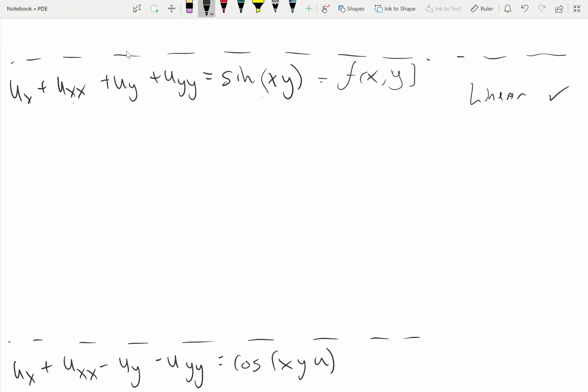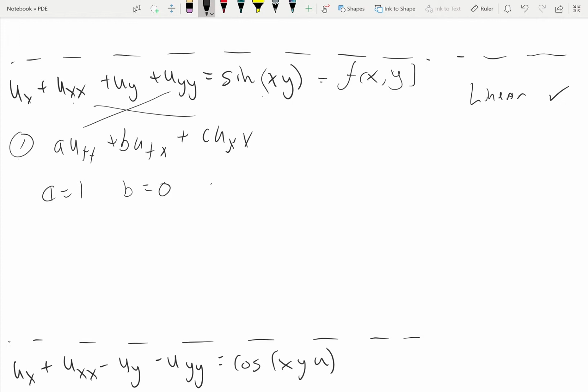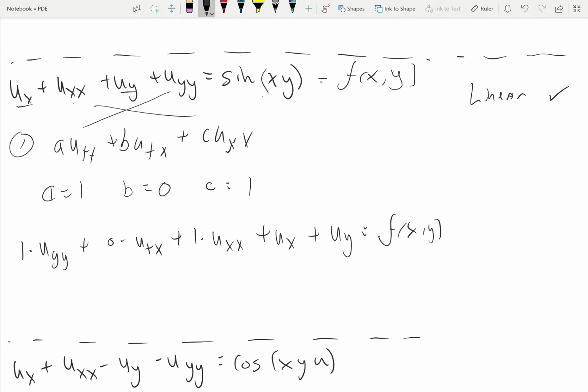So now let's check the left hand side. By using equation 1, which is a u of t plus b u of t of x plus c u of x, we can identify the following, that a is equal to 1, b is equal to 0, and c is equal to 1 again. And our lower order derivative, which is u of x, has a 1 in it as well, and u of y is the same case. So let's rewrite the equation as 1 times uxx plus 1 times uyy, plus 0 times utx plus 1 times ux plus uy equals a function of x and y, which is what it is.